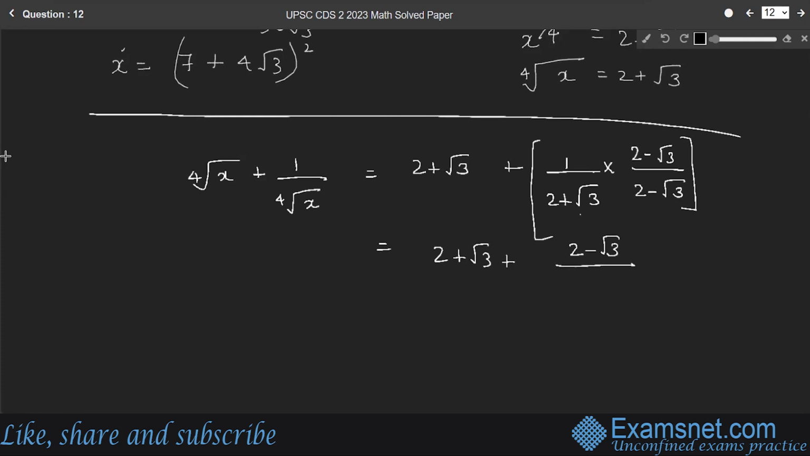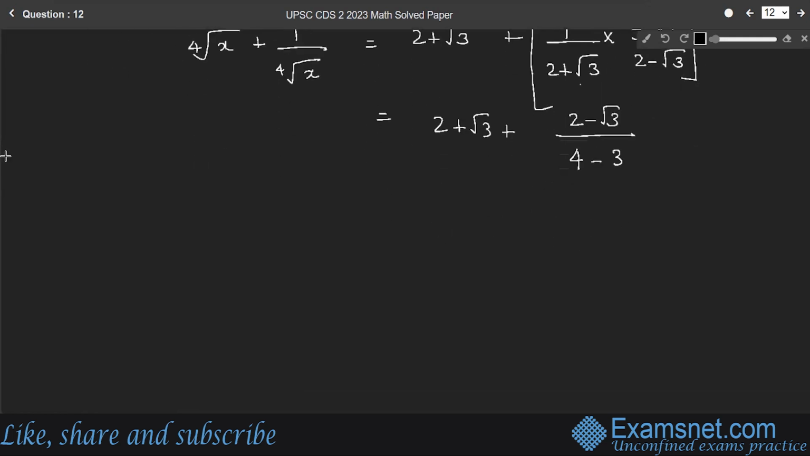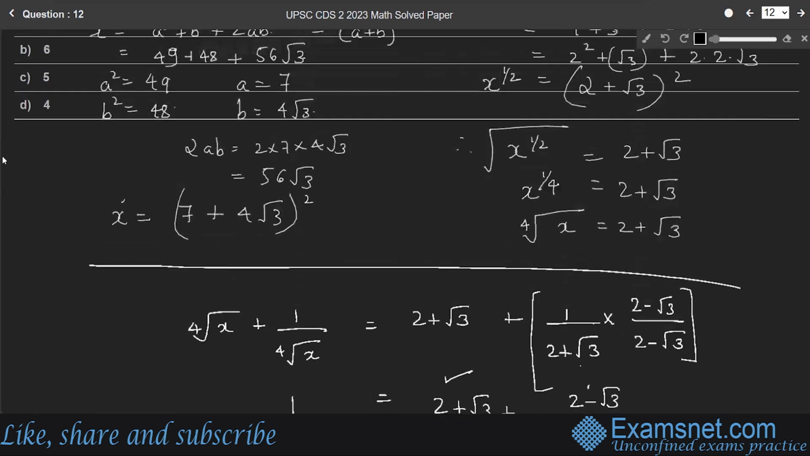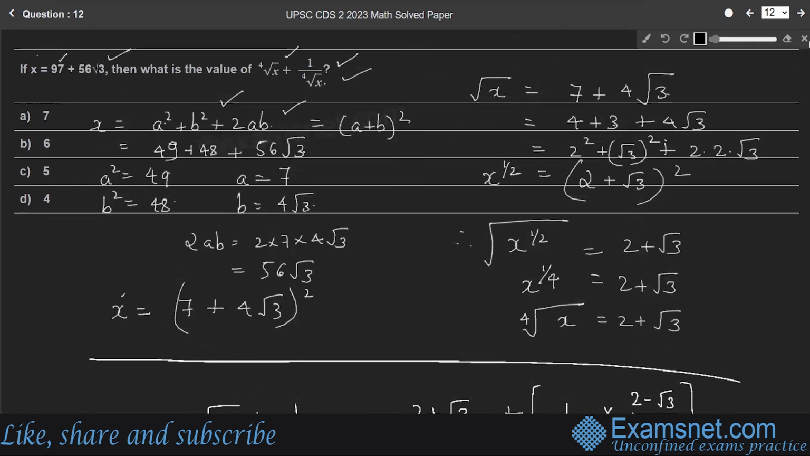A plus b into a minus b, which is a square, which is 4, minus b square is 3. Root 3 the whole square is 3. Therefore, we have 4 minus 3 in the denominator, which is nothing but 1. And in the numerator, we have 2 minus root 3, and the other term is 2 plus root 3. Right? Root 3 and minus root 3 will get cancelled. We have 4 as the final answer. Right? Therefore, fourth root of x plus 1 by fourth root of x is 4, option D.